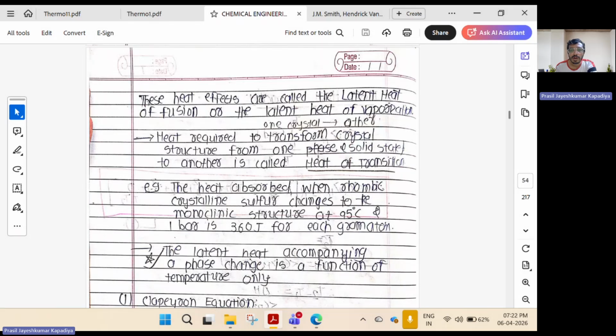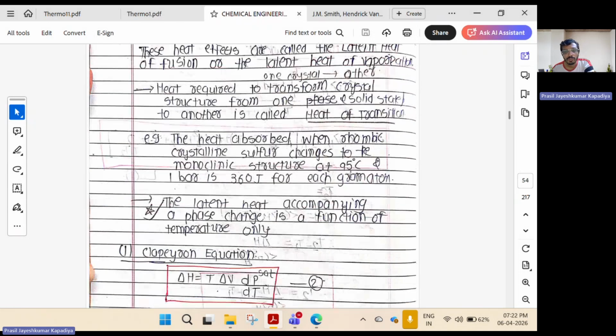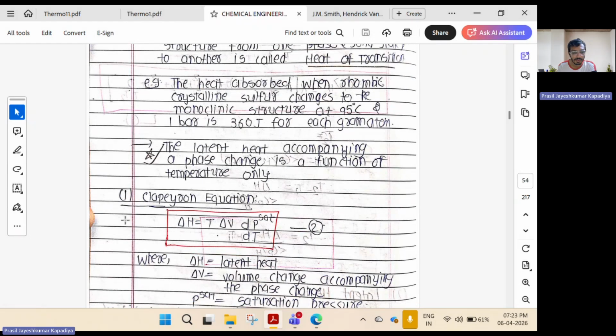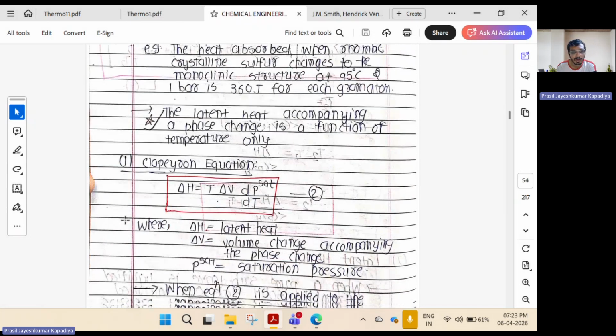Heat required to transfer crystal structure from one solid state to another is called heat of transition. This is not something required for us. One example of heat of transition is the heat absorbed when rhombic crystalline sulfur changes to the monoclinic structure at 95 degrees Celsius and 1 bar, which is 360 joule for each gram atom. And this latent heat is only a function of temperature. These things we have already seen.